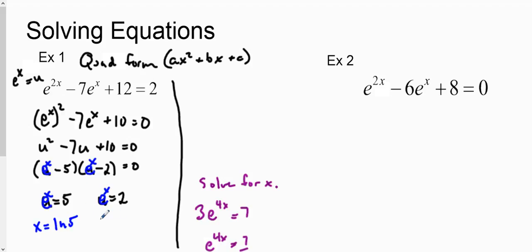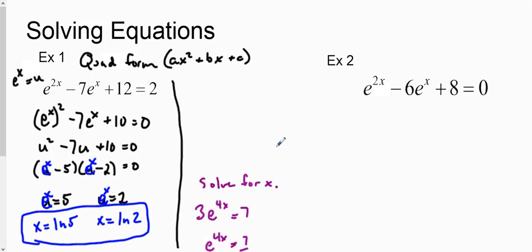Right here, what does x have to be in order to get 2? Well, x is going to have to equal the natural log of 2. And right here then are going to be our answers. So whenever you have an exponential equation with three different terms, one thing you might want to always check is, is it in quadratic form?